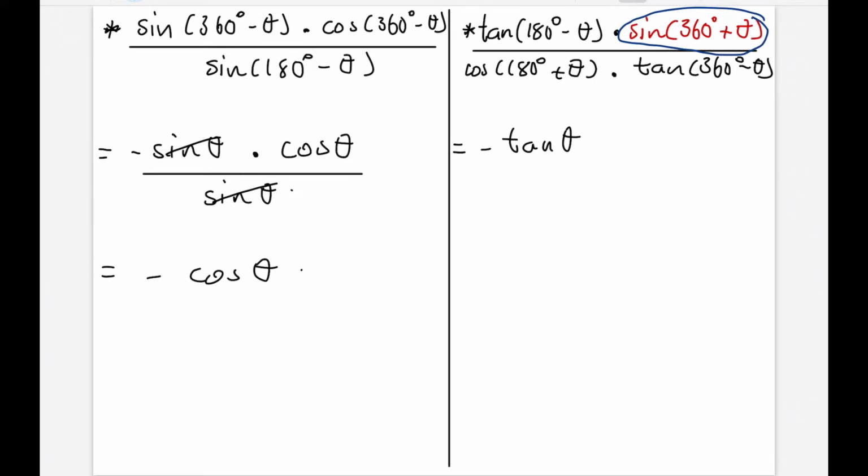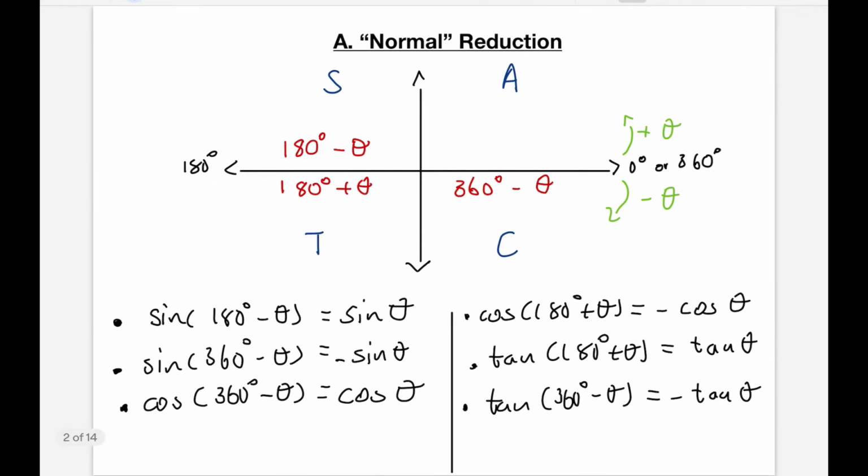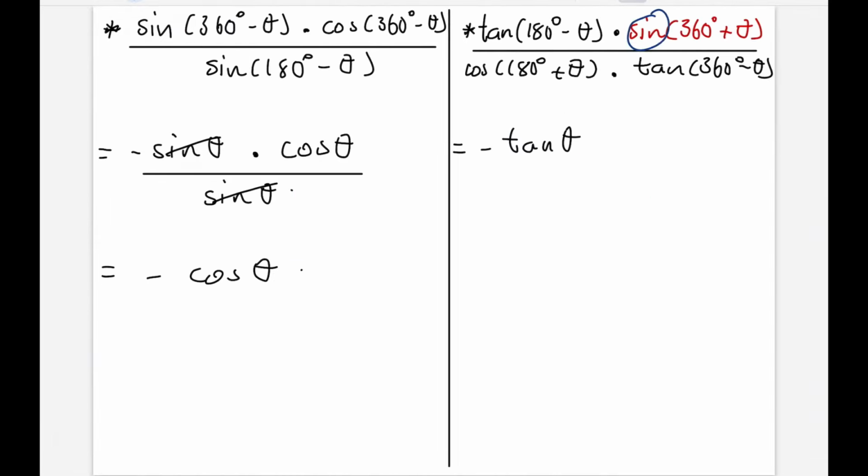What is sine 360 plus theta? We never spoke about 360 plus theta. But imagine you were standing here at the 360 point and you added an angle that's smaller than 90 degrees. You'd wind up in this quadrant where all the trig ratios are positive, including sine. And so that becomes positive sine theta.